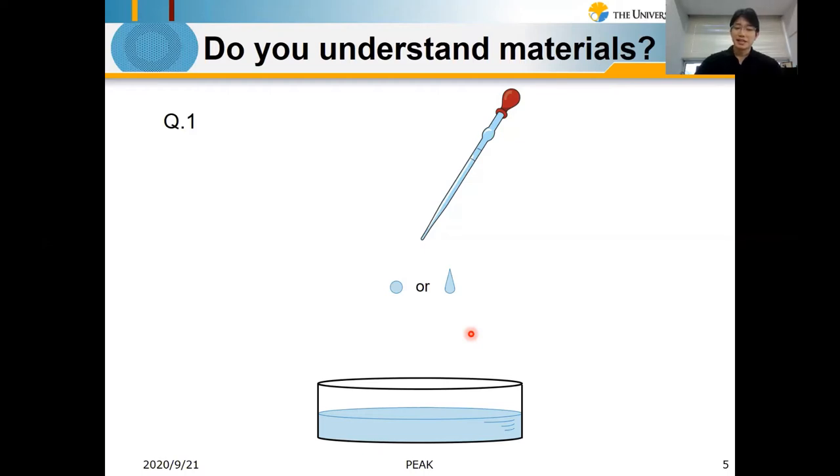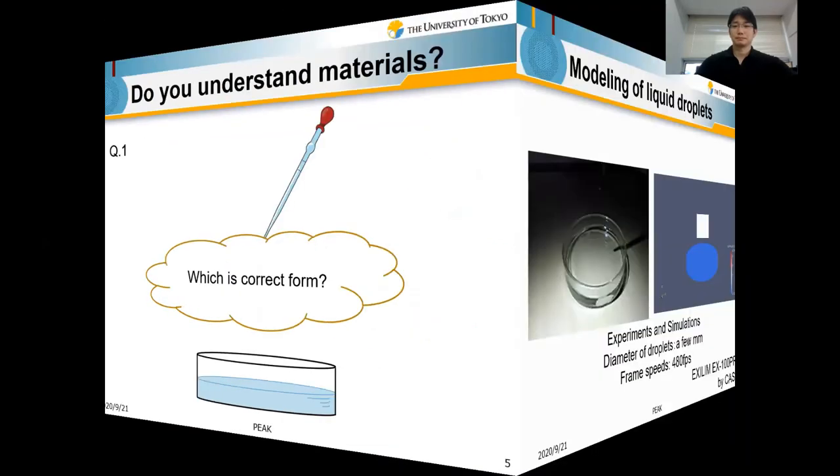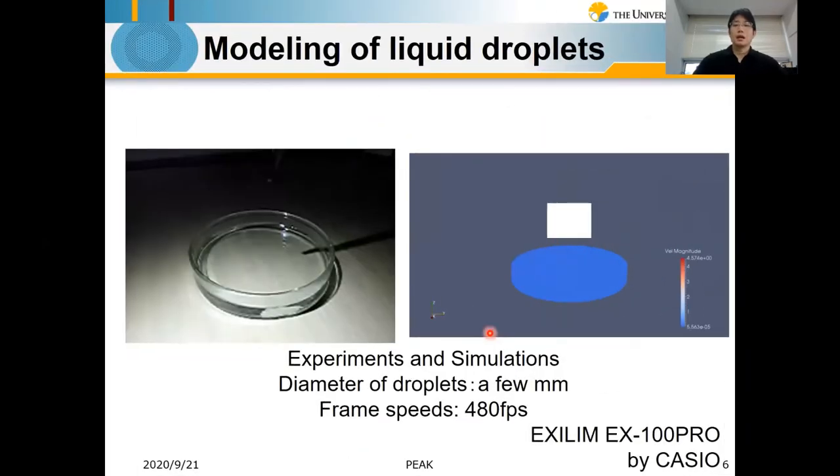Okay, by the way, which is the correct form? Sphere or teardrop? I will show you the real shape of a water droplet. Currently, we can see the petri dish with water. This is the shadow of the pipette. And I use distilled water in here. Perfectly pure water.